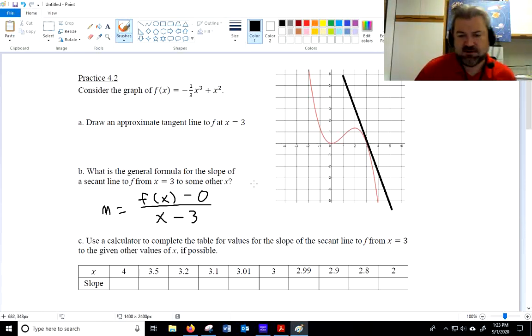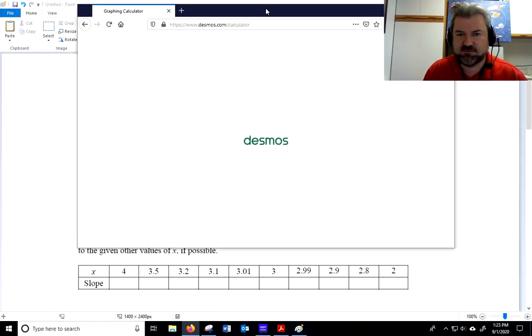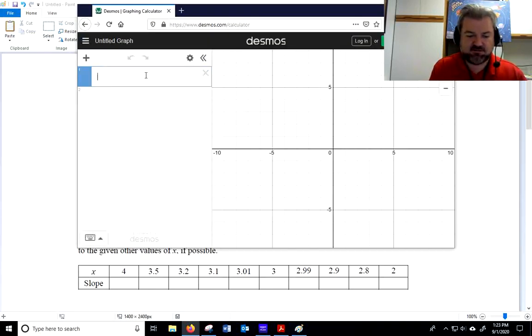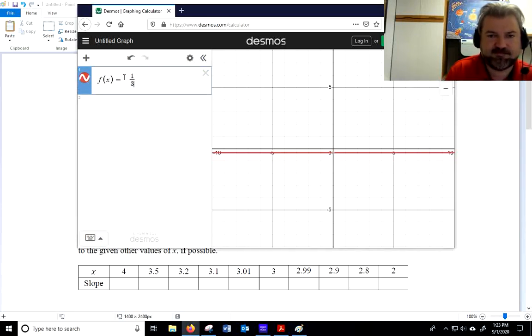We're going to use a calculator to complete the table of values for the slope of the secant line to f from x equals 3 to the given other values of x if possible. So let's pull up Desmos. We could use any calculator that we really wanted to, though, but I'll just use this one. And we said f of x, right, was negative 1/3 x cubed plus x squared.